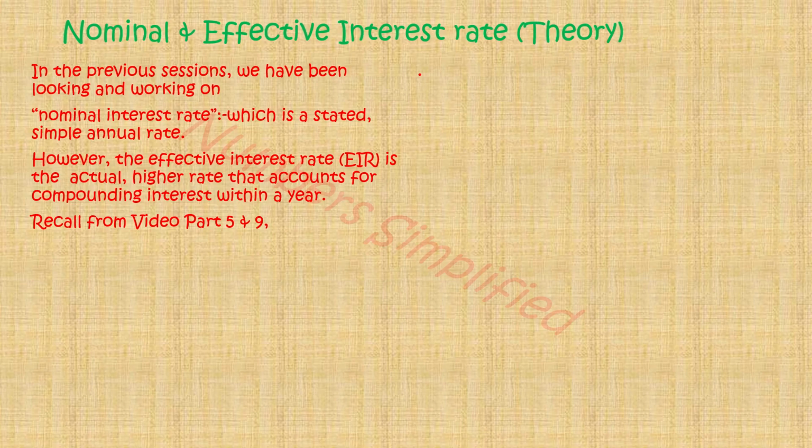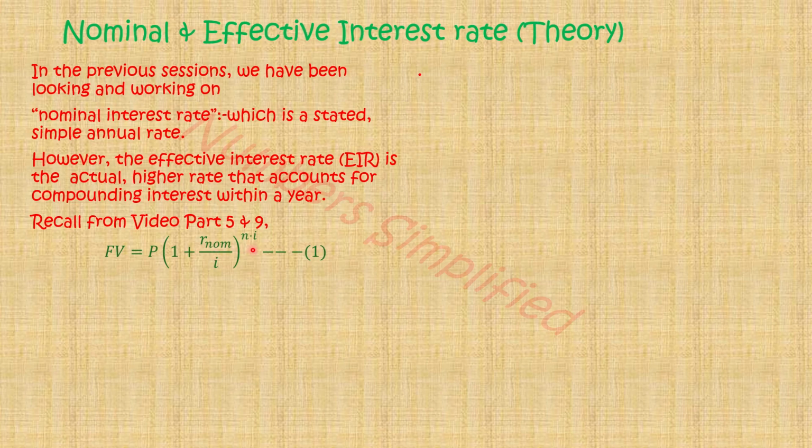Make sure to check it out. You might benefit a lot out of it. The FV was given to be P times (1 plus R over I). And take note, we are no longer using R, but we are saying that was R norm, which was for the nominal interest rate, raised to the power NI.